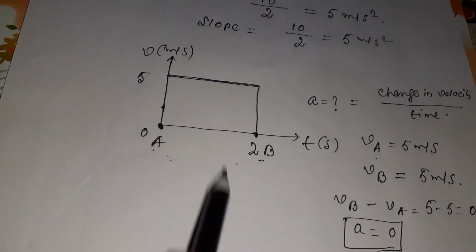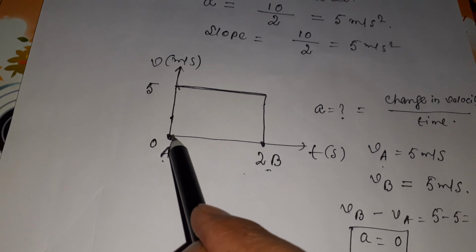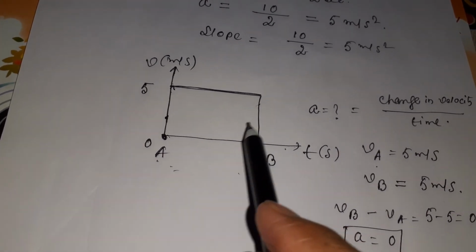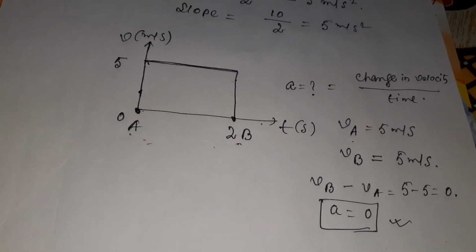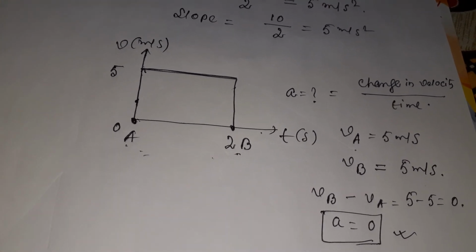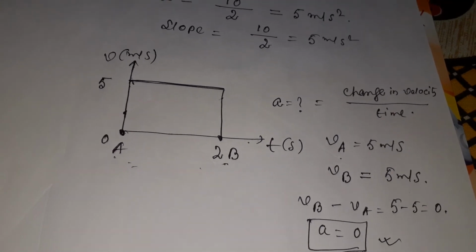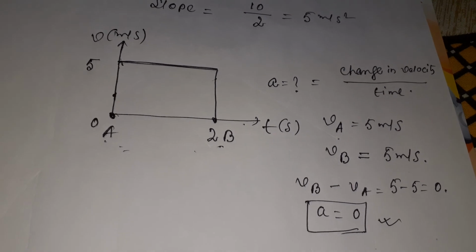So whenever you get this type of graph, that means the line is parallel to the time axis, then you will definitely get acceleration equal to 0. So this is the basic thing. This is the first part of this. Next, in the next video, I will tell you the applications of this one. So please try to remember this one.